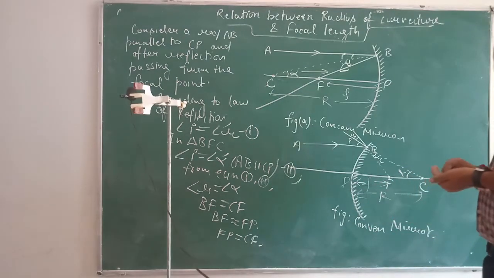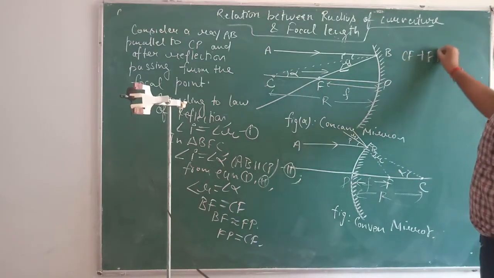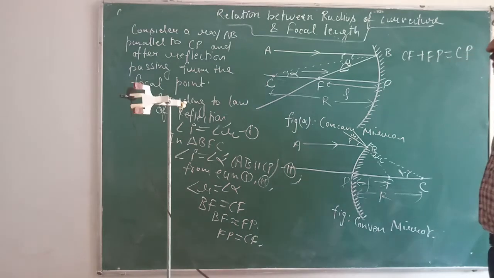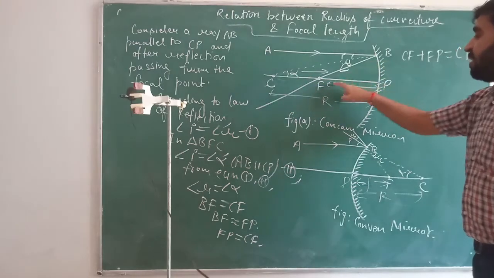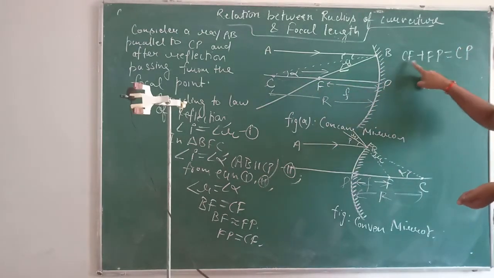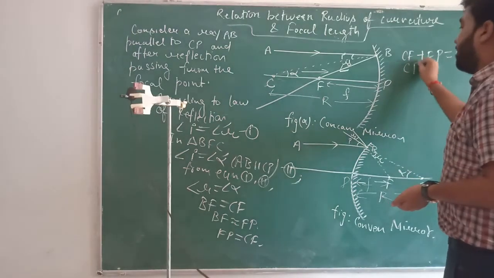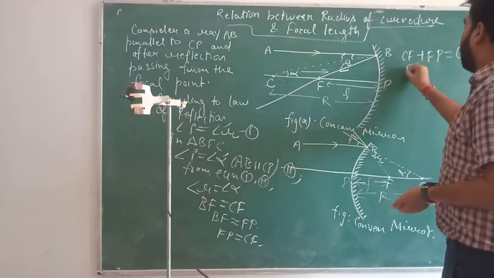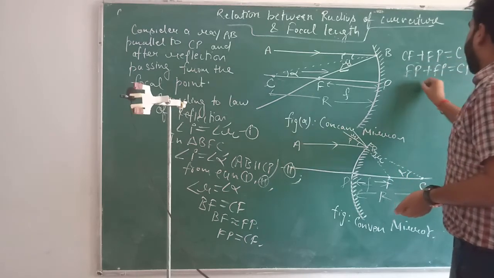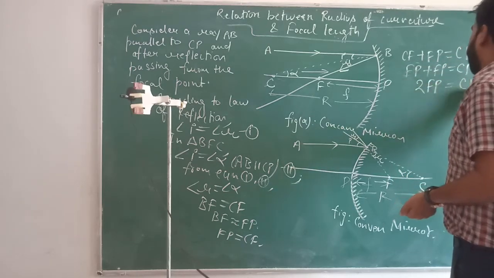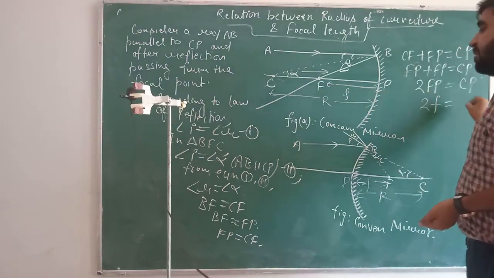Very good. Now according to this, CF plus FP is equal to how much? CP. But as we have proved that CF is equal to BF and BF is equal to FP, CF plus FP is equal to CP. Let us write FP in place of CF. So FP plus FP, 2FP, is equal to CP. Now let us substitute the values: 2FP means 2F, CP means R.